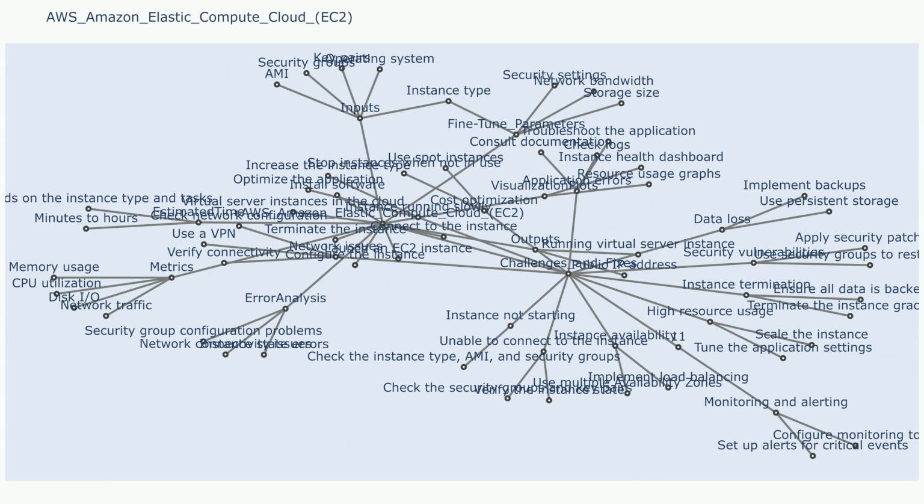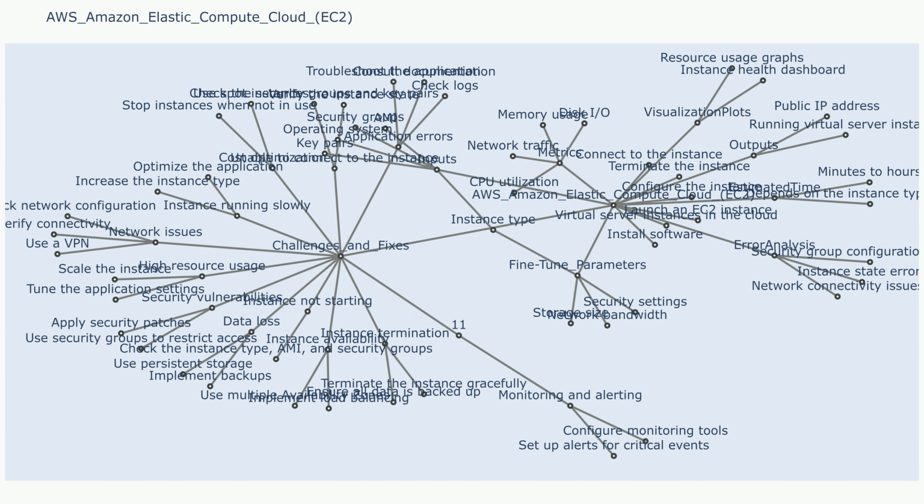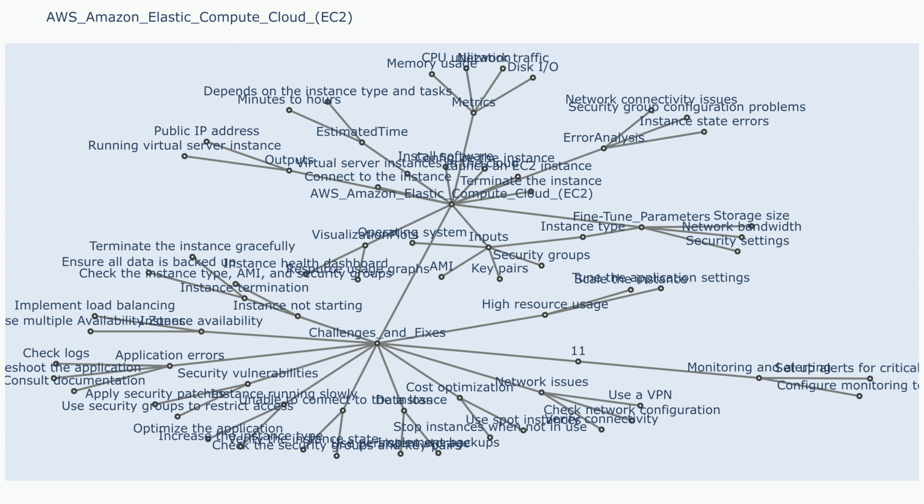Name: AMI (Amazon Machine Image). Purpose: to provide a template for creating EC2 instances. Explanation: An AMI is a template that contains the operating system, software applications, and configuration data for your EC2 instances. You can use a pre-built AMI from the AWS Marketplace or create your own.